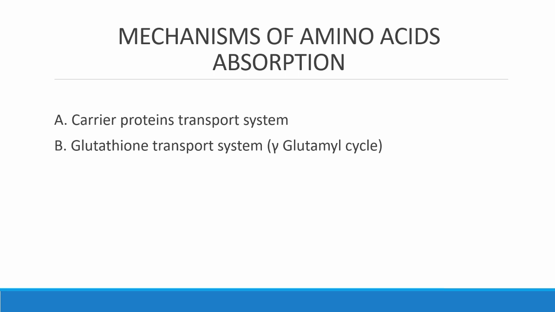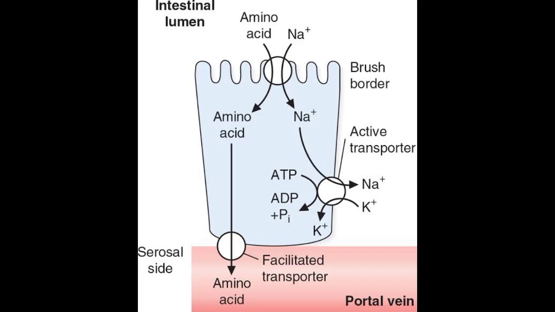But let's look at an image so we can understand it better. From the diagram, we see the intestinal lumen, and the cell with the brush border is the intestinal mucosa cell. The amino acid is being transported into the intestinal mucosa cell with sodium. This is a symporter that transports amino acids and sodium into the cell.